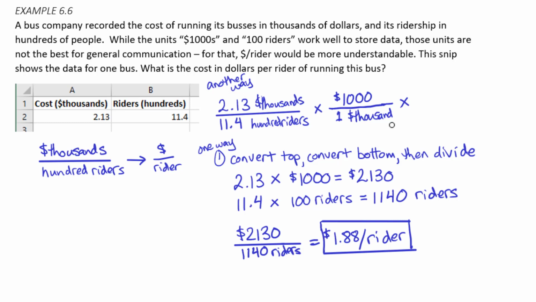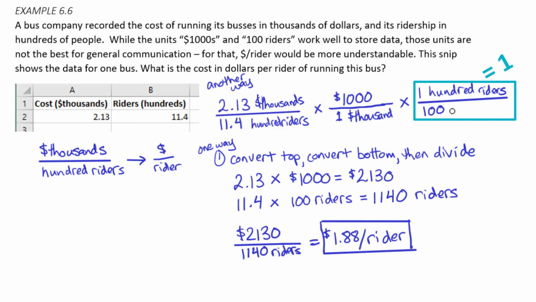So now we have the thousands of dollars converted to $1,000. Now let's deal with the 100 riders. I want to be able to cancel these things out. This is why I'm going to put that 100 riders, which is the top of my fraction, as something that makes a 1 when divided by 100 riders.